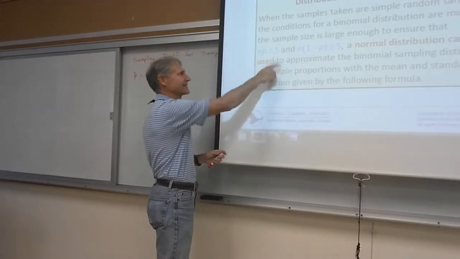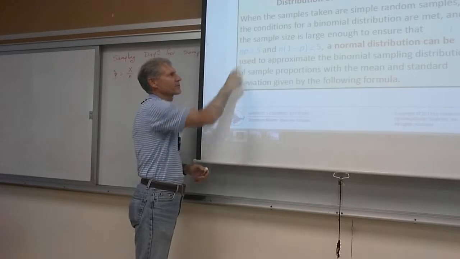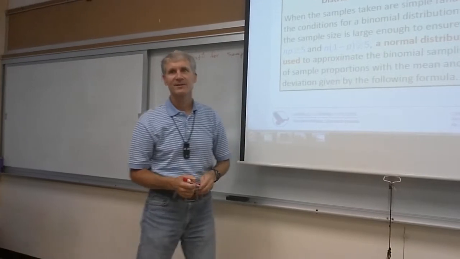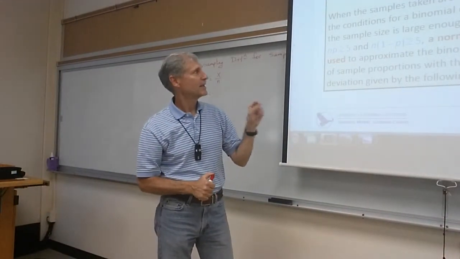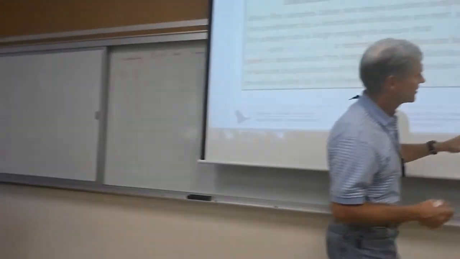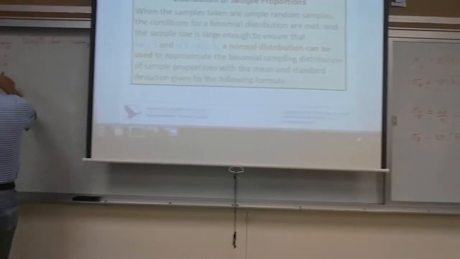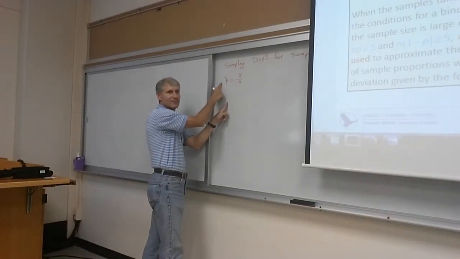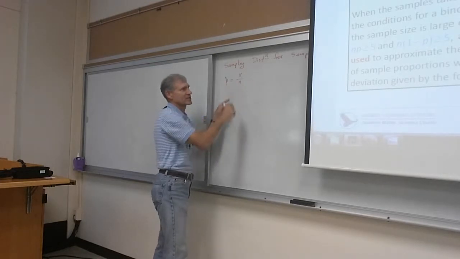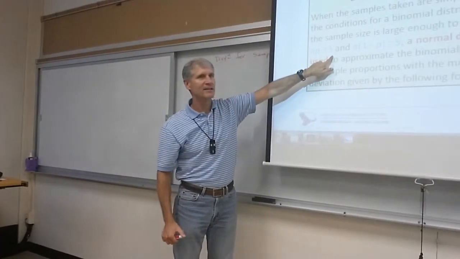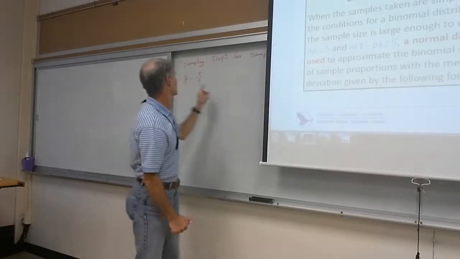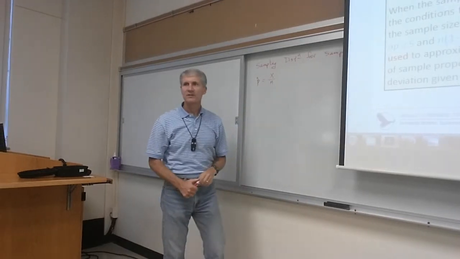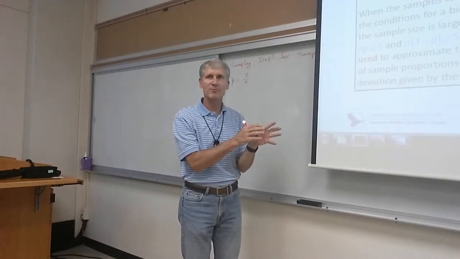Now, let's figure out what this says. What is n times p greater than or equal to 5? What's n times p? That's the mean, right? And if p hat is x over n, what's n times p hat? X, right? So it doesn't have a hat on it, but it's saying as long as your sample's big enough that you expect to get at least 5 successes. I expect X, the number of successes, to be greater than or equal to 5. So you have to have 5 successes in your sample.